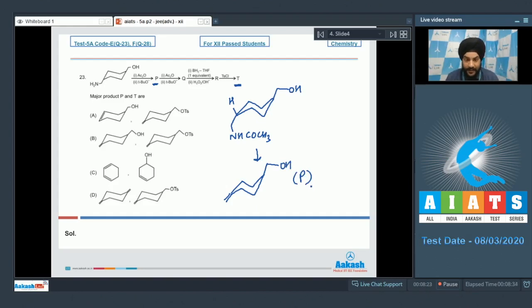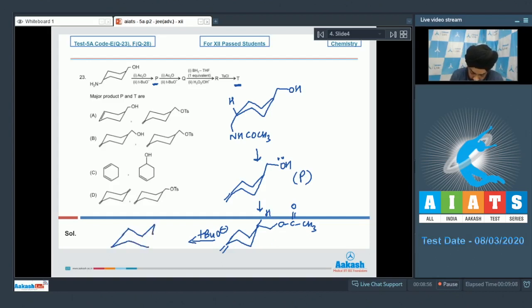Now if we talk about the further reaction of P with acetic anhydride, now it will be the lone pairs of oxygen which are going to attack the acetic anhydride. So this will lead to the generation of an ester. And now if we talk about the reaction of this ester with tertiary butoxide, there will be elimination again, and the indicated hydrogen will be eliminated. So this is going to lead to the generation of a double bond over here too. So this will be the product Q which is obtained.